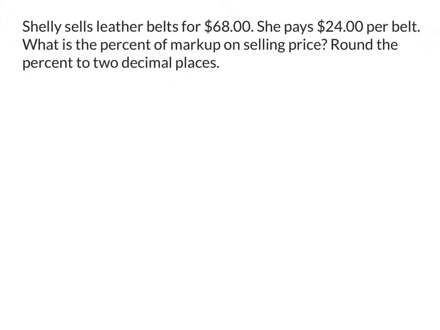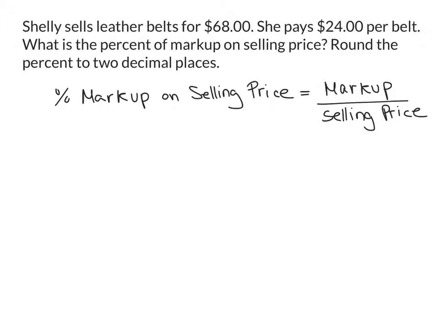Shelley sells leather belts for $68. She pays $24 per belt. What is the percent of markup on selling price? Round the percent to 2 decimal places. The percent of markup on selling price is found by taking the markup and dividing it by the selling price. Notice, since this is markup on selling price, that the denominator or the base is selling price.